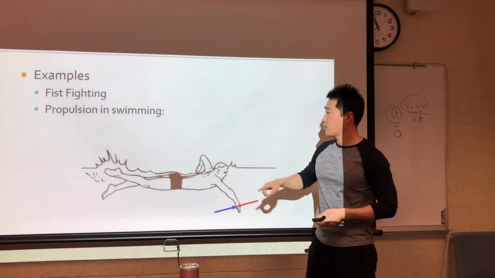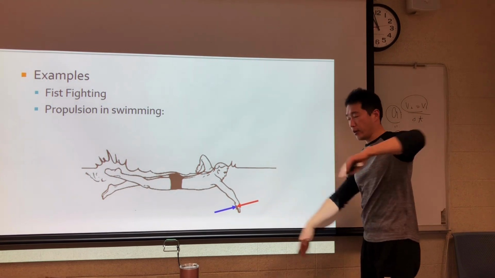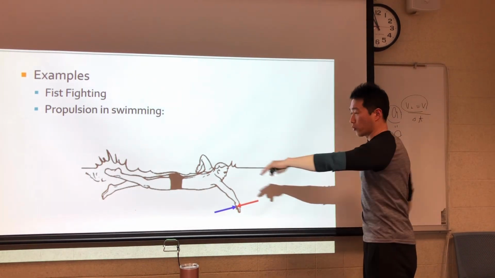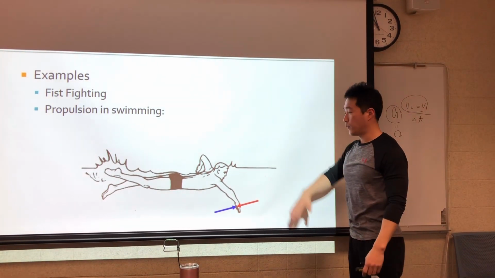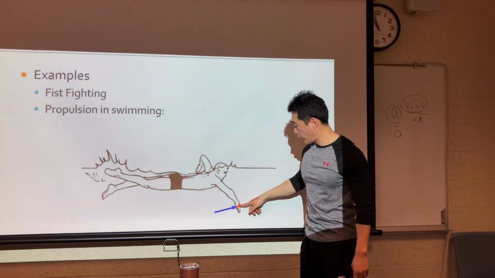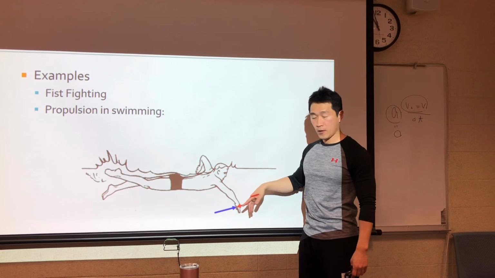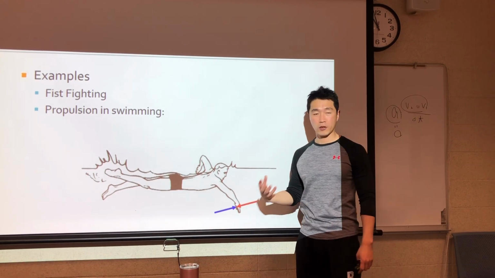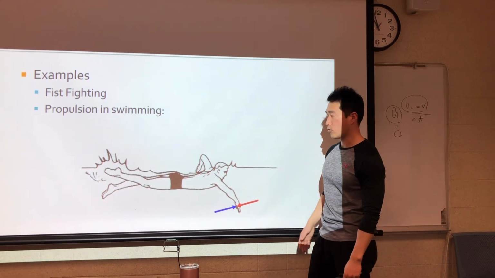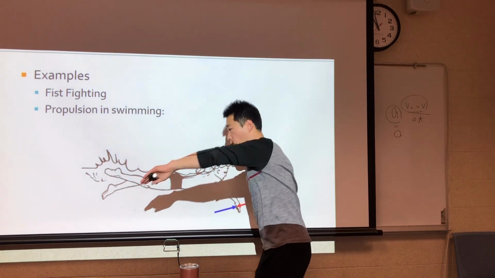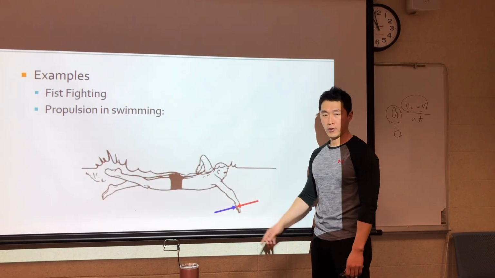Propulsion in swimming is also an example of the law of reaction. He's swimming. In order to move forward while swimming, you push back. This red arrow means he is pushing back with a huge force. Then he gets a reaction coming from the water, the blue area here. That's why we are able to move forward while swimming: force and reaction between the water and his hand.